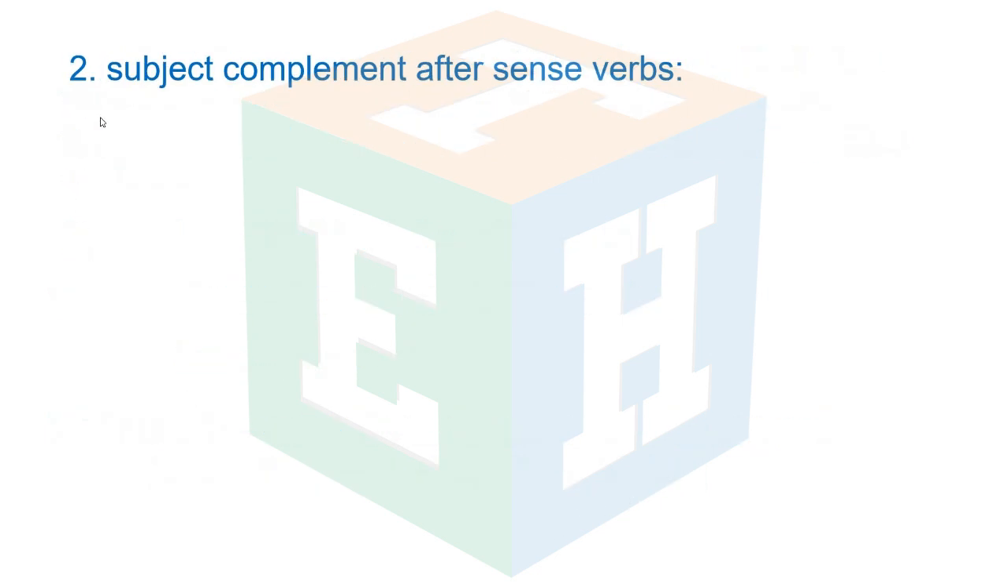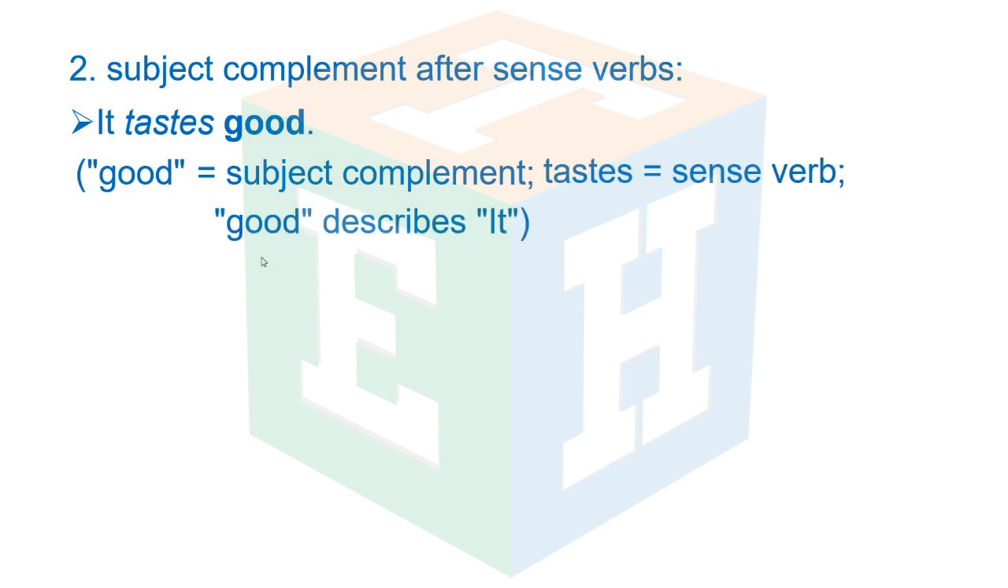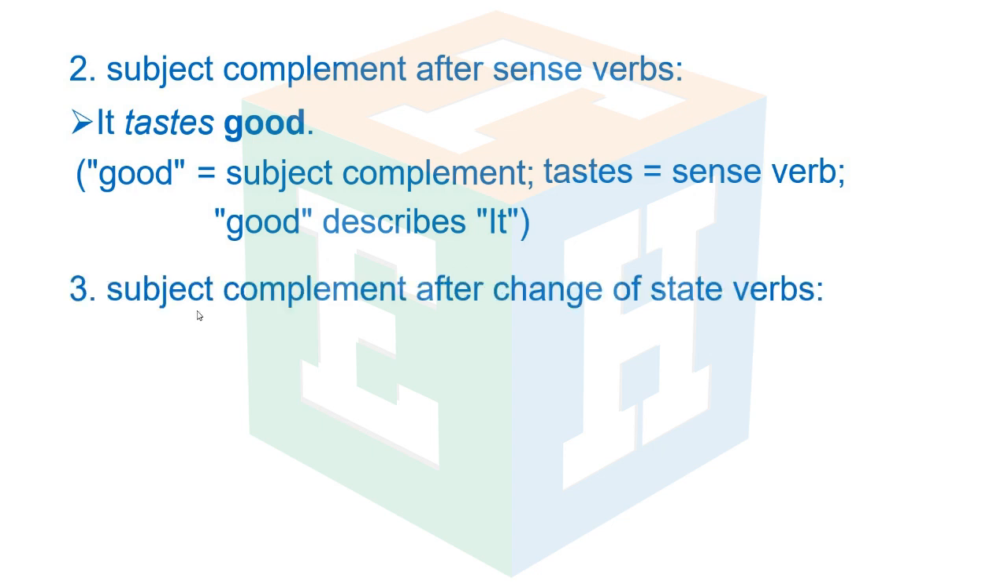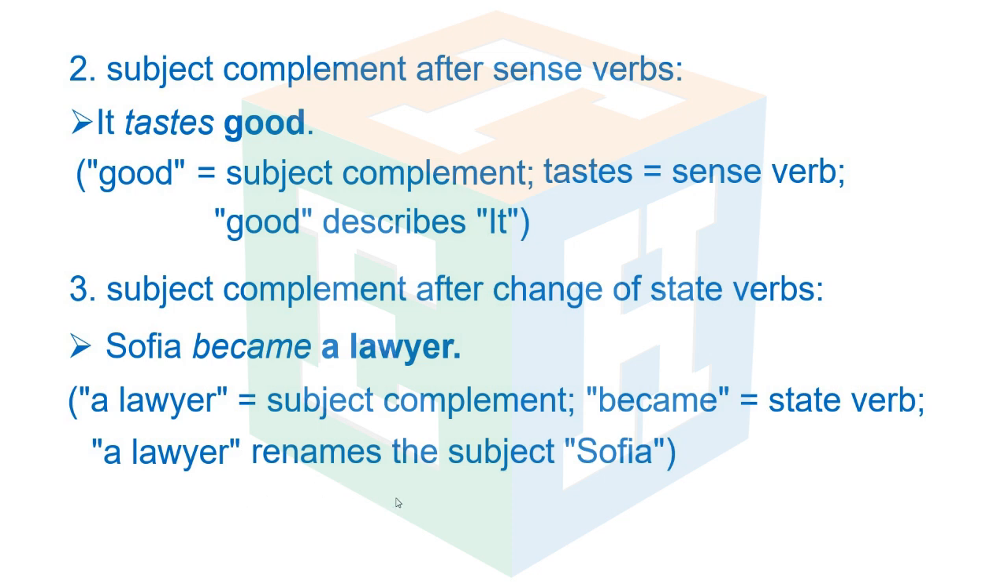Number 2, subject complement after sense verbs. It tastes good. Good is a subject complement. Taste is a sense verb. Good describes it. It tastes good. Number 3, subject complement after change of state verbs. Sophia became a lawyer. A lawyer is a subject complement. Became is a change of state verb. A lawyer renames the subject, Sophia.